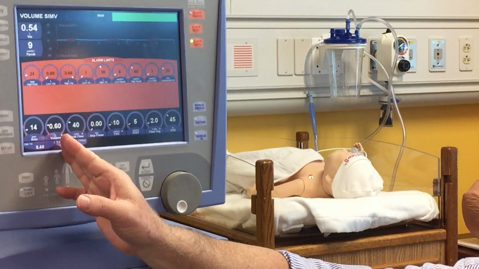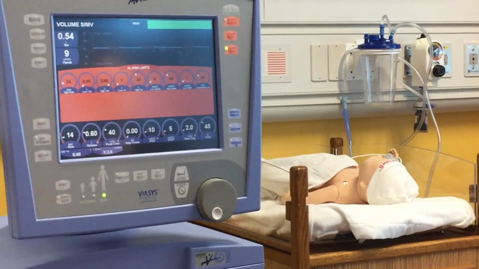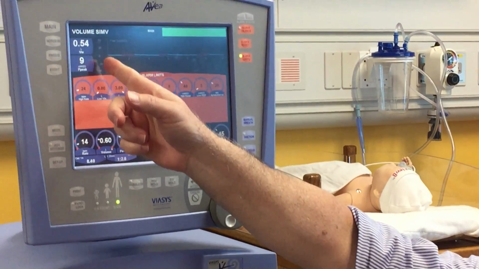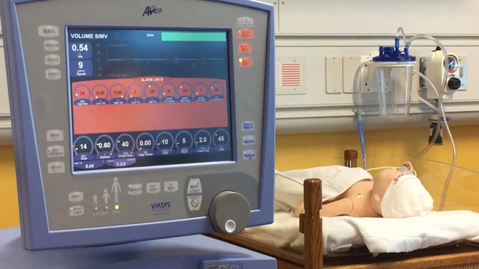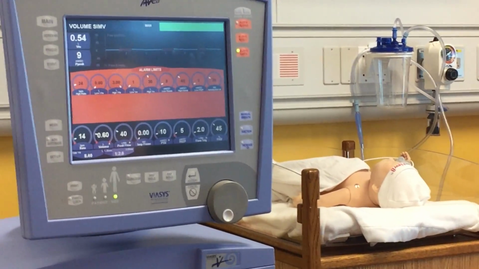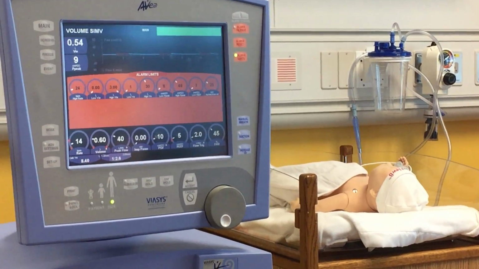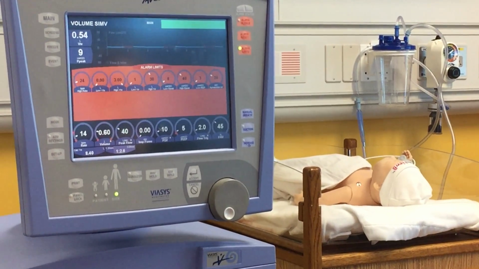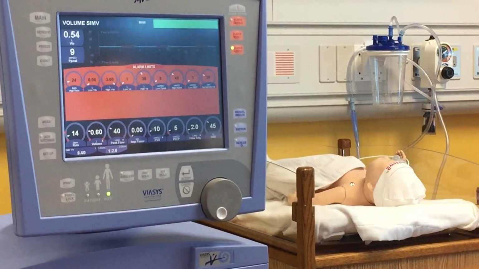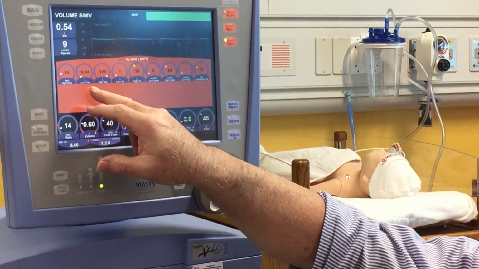So I have 600 coming out of this ventilator. The patient, though, of that 600 is only getting 540 milliliters. So they're losing 60 milliliters of volume in these tubings. Okay, so when I set my alarms, notice how it says low VTE.